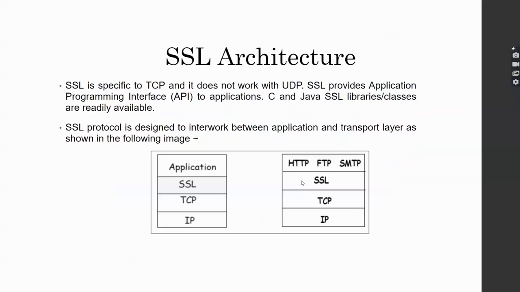The SSL architecture. This SSL is specific to TCP and it does not work with UDP. The SSL provides an application programming interface to applications. Many languages like C and Java use SSL libraries, and classes are readily available. The SSL protocol is designed to interwork between the application and transport layer as shown in the following image.